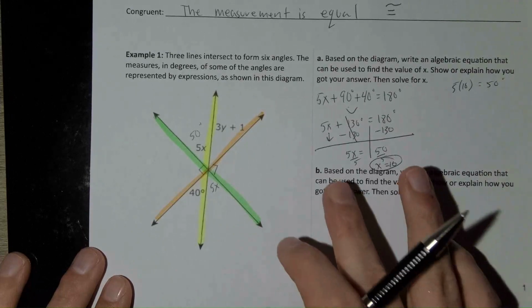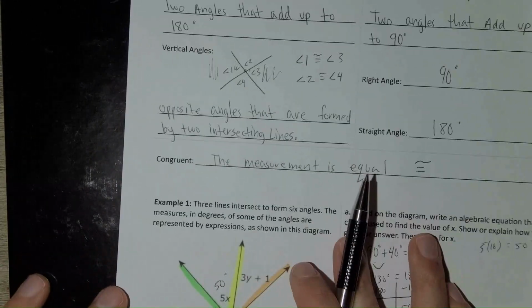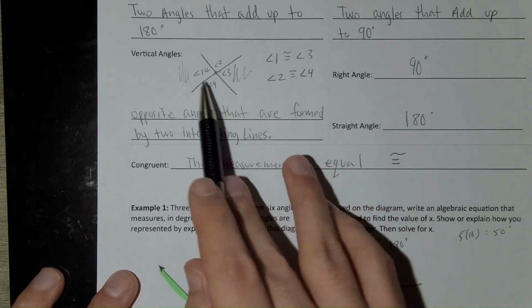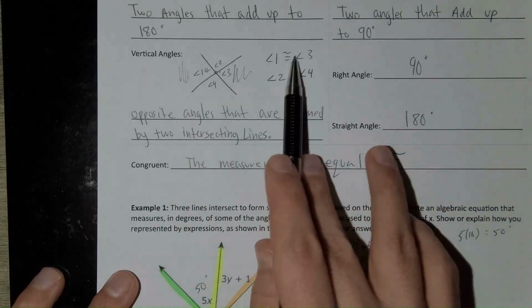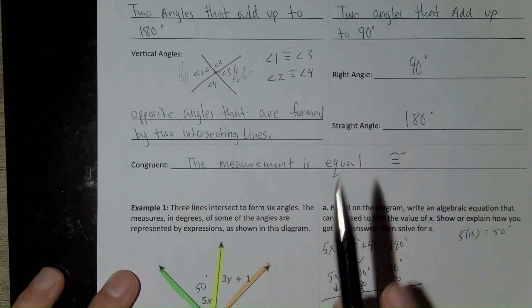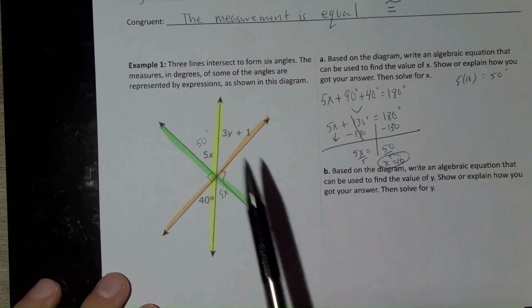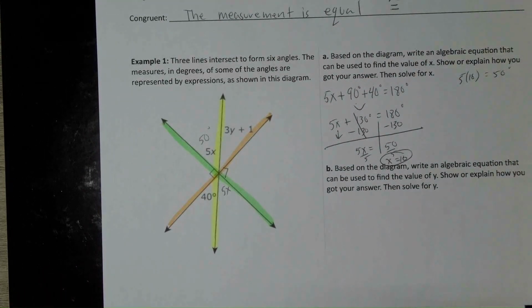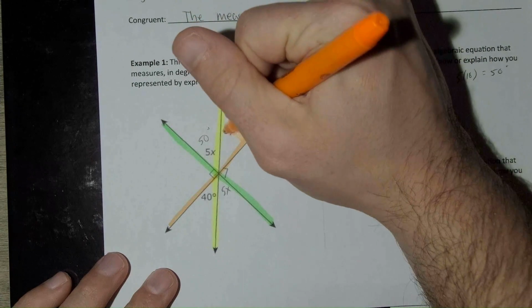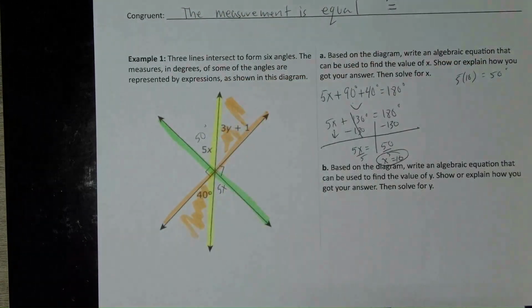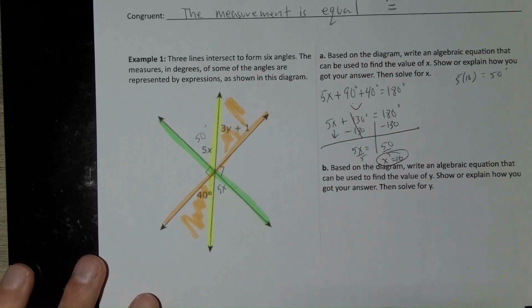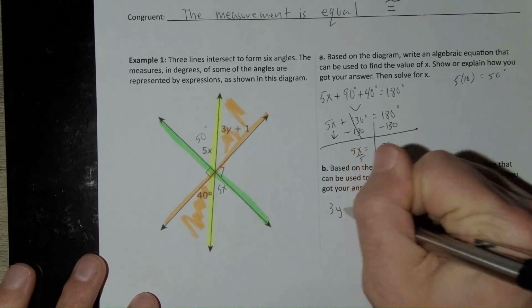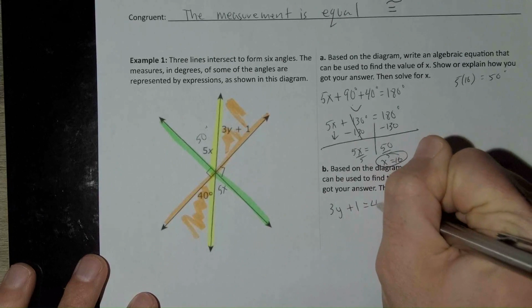What we learned from our notes is that vertical angles, if I go back up here, where is it? Right here. Vertical angles are opposite angles and they're congruent. Congruent means the measurements are equal. So what is the opposite angle to 3y plus 1? We already said that earlier, but if I was to color it in, we can see that 3y plus 1 is actually congruent to 40 degrees. That means the measurements are equal. So I can set up the equation as 3y plus 1 is equal to 40.